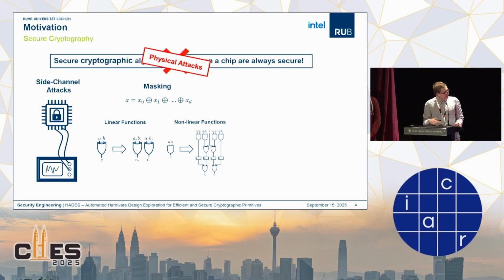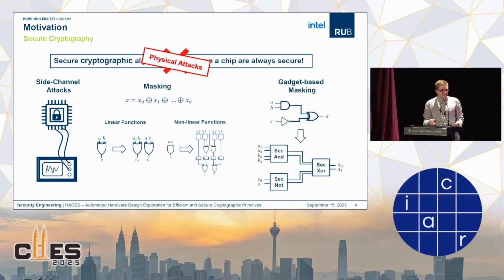And what we often do is we apply so-called gadget-based masking, where we only design certain rather small, very important functions, so-called gadgets, and design them in a secure way. And then we can construct an entire circuit based on these gadgets by simply replacing insecure parts of our circuit with their secure counterparts. And there are multiple different gadgets that have different performance characteristics with regards to latency, randomness demand, and area.